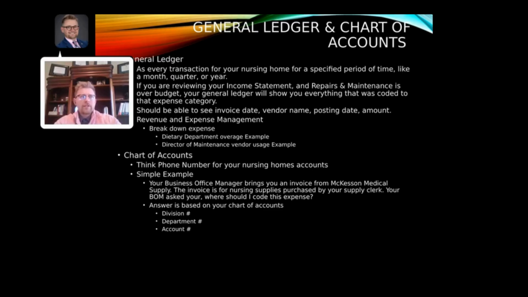The general ledger is a tool that can help you so much with operations because you should be able to see every single transaction. There are a couple good examples of this. If we think about it from a very common sense perspective, how could it not be beneficial to have this report that shows every single transaction that your nursing home did, with the invoice date, the vendor name, the posting date, meaning when did it get entered into the system, and then the dollar amount that was either received or spent.